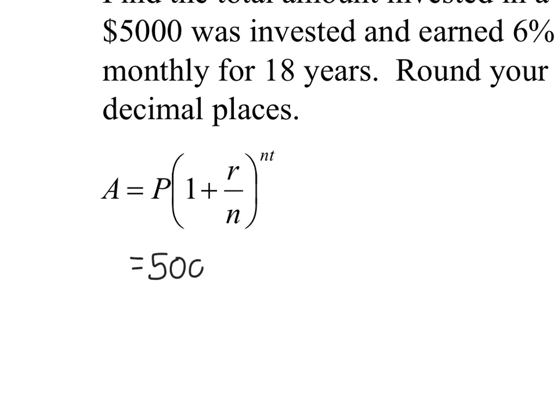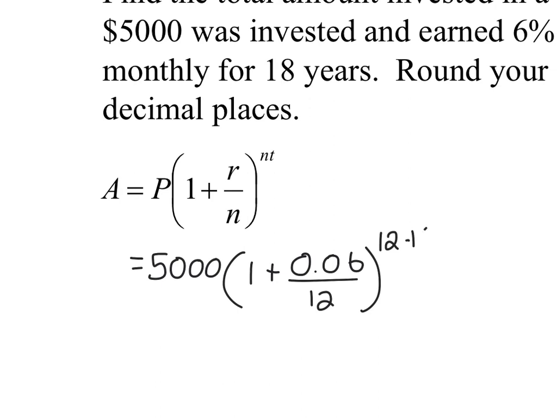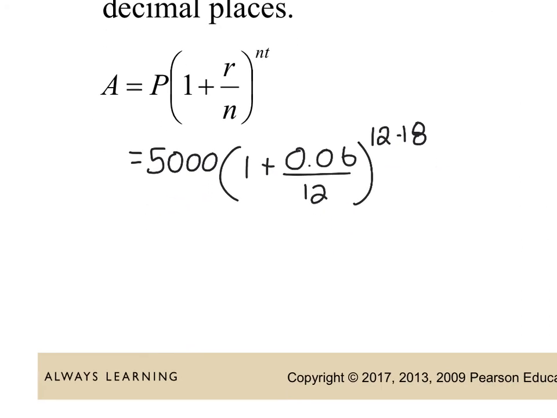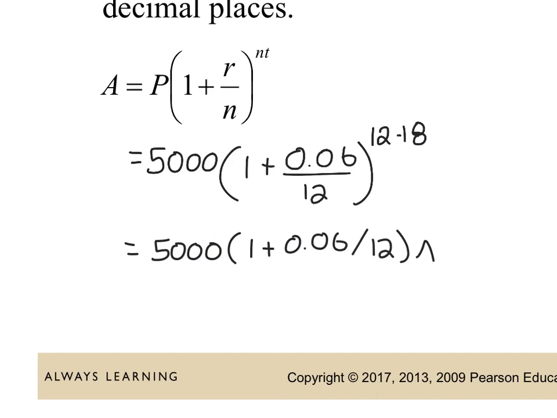So P is 5,000. The rate is 6%. We're compounding monthly, so the N is 12. We're raising it to the 12 times 18. Again, we're going to use a calculator for this. And it might help if you do the 12 times 18 first, just to make sure that you enter it appropriately. If you're entering this in a TI 83 or 84, you want to make sure that when you do your caret, this is what it would look like, caret parentheses 12 times 18.